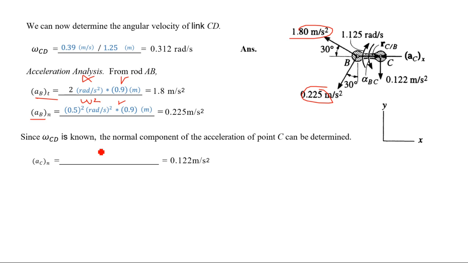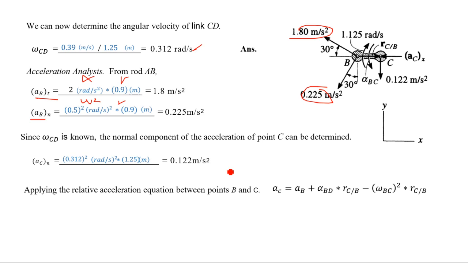How did we get the value for the 0.122? We're going to use the omega squared multiplied by the r of the length CD. So the length CD is 1.25 meters. The omega of the CD has been found as 0.312. That's what we've done here. Okay, and then we're going to find that the normal acceleration of the point C is equal to 0.122 meter per second square.